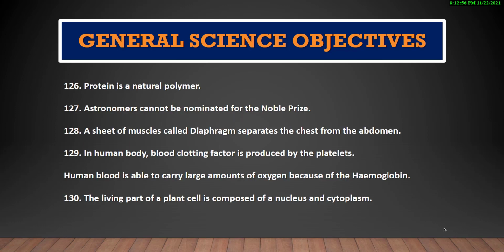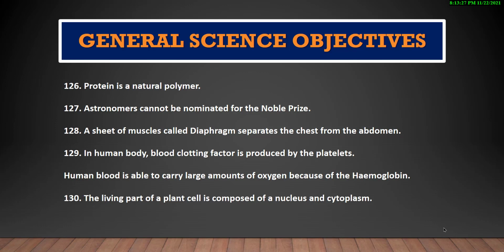Protein is a natural polymer. Astronomers cannot be nominated for the Nobel Prize. A sheet of muscles called diaphragm separates the chest from the abdomen. In human body, blood clotting factor is produced by the platelets. Human blood is able to carry a large amount of oxygen because of hemoglobin.